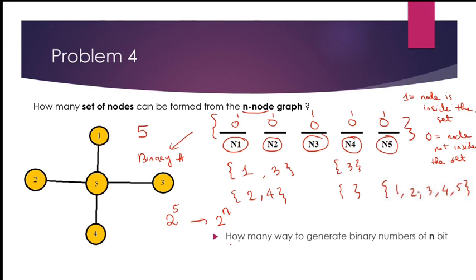And therefore, this is just like solving how many ways there are to generate a binary number of n bits. So you can see that from a complex problem like the subset of nodes, we can break it down to a simple binary generation problem. And since it takes 2 to the power of n to generate all the subsets of nodes from the n-node graph, therefore the runtime is 2 to the power of n.